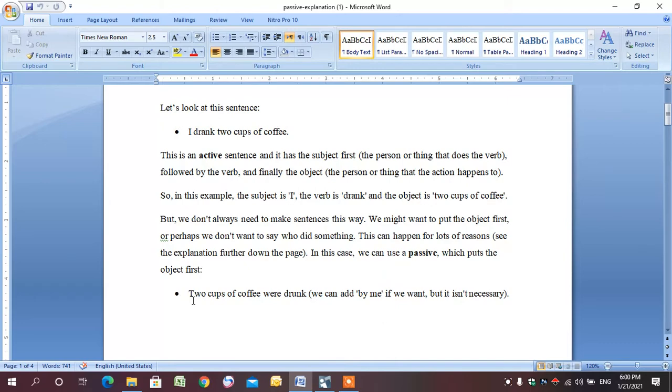For example, I start with 2 cups of coffee, so I say 2 cups of coffee were drunk. So I started with the object and then I put the verb in the passive. We can add by me if we want to mention the subject again, or we don't write it and we stop our sentence at 2 cups of coffee were drunk, and then we put a full stop if the subject is not necessary. So now this is the passive.